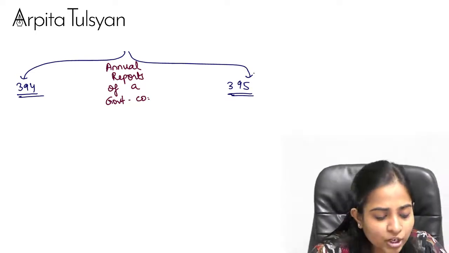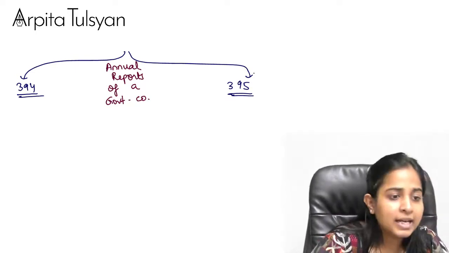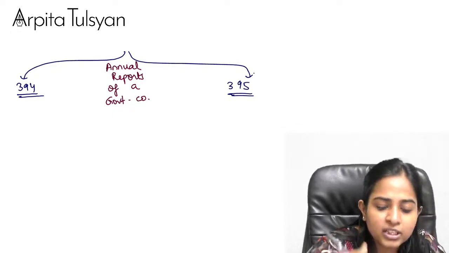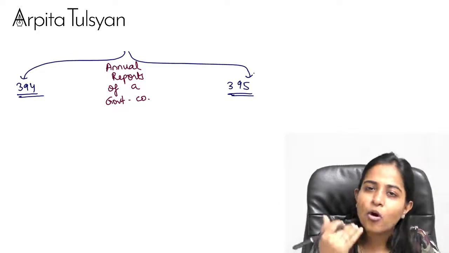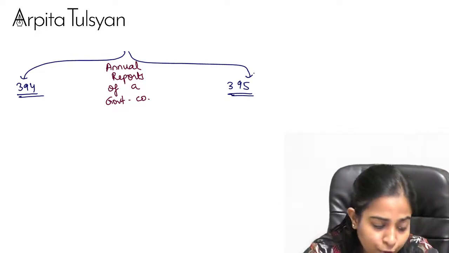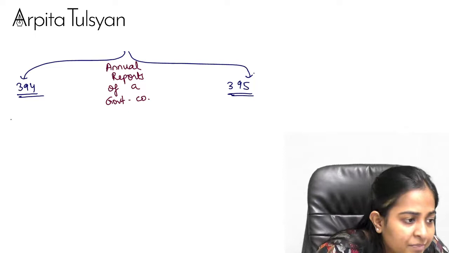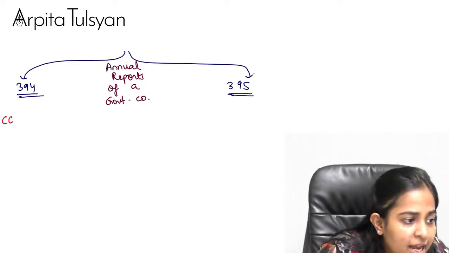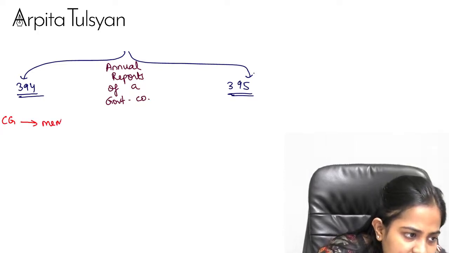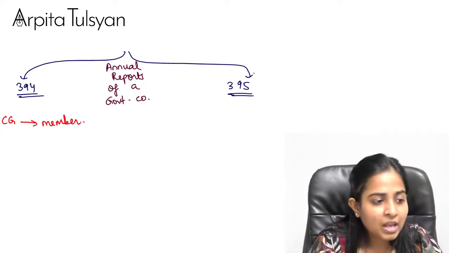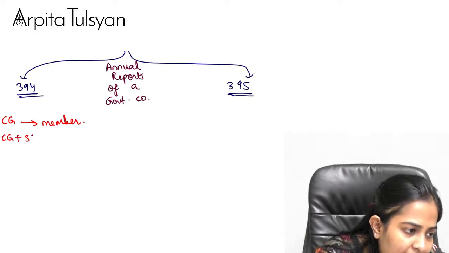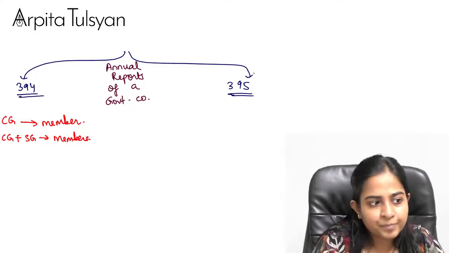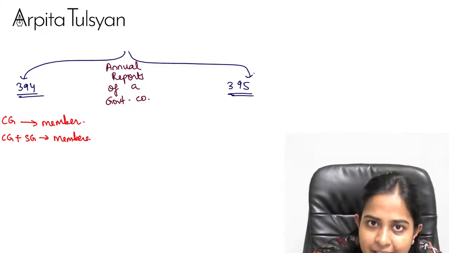Now, what are they telling? Just try to understand section number 394. If you understand section number 394, 395 will be a cakewalk for you. It will be very simple for you. Now say, for example, if the central government is a member of a government company, or if the central government as well as state governments are the members of a government company, then section 394 becomes applicable.